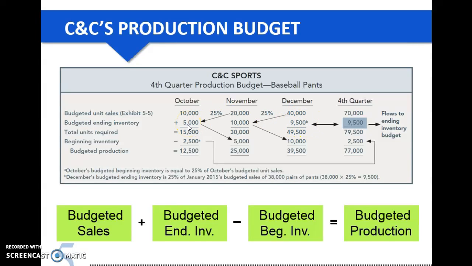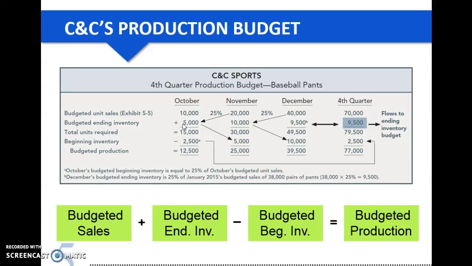Once you put down the ending inventory for all the months, note that the ending inventory for the entire quarter will not be the total of 5,000 plus 10,000 plus 9,500. The ending inventory of the quarter is the last inventory of the quarter, which is December. So December is the ending of the fourth quarter. So whatever is the ending inventory of the last month of the quarter, that will come in the fourth quarter column for the ending inventory.